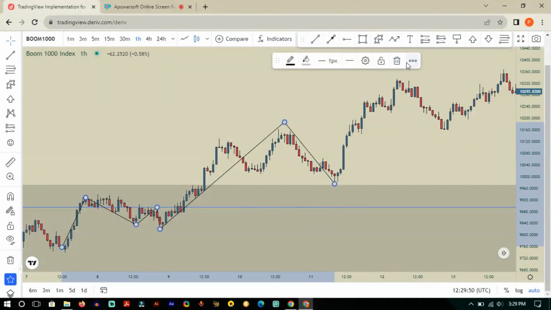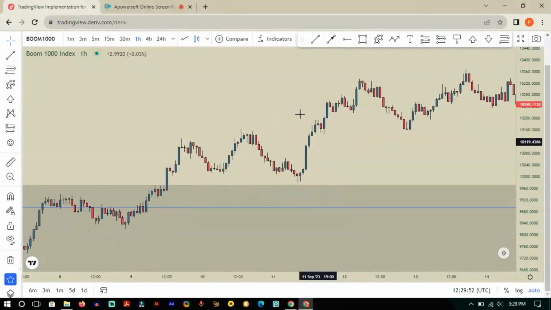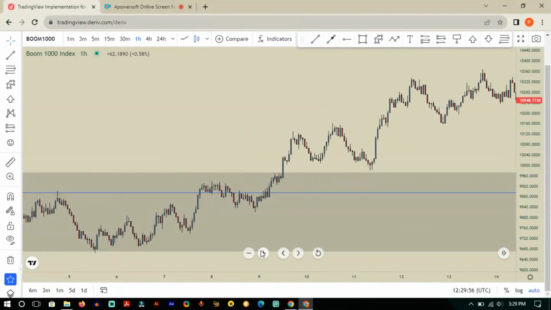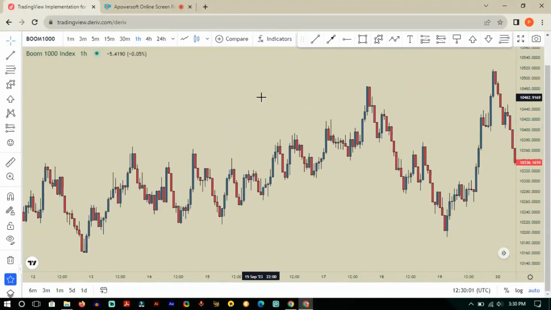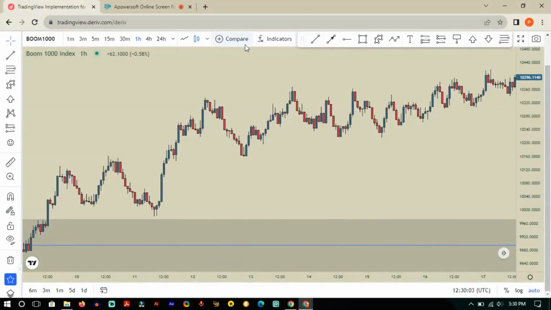Then let me give you one bonus tip. You can add, if you've properly marked your zones on the daily time frame, this is for those that have stuck around till the end.